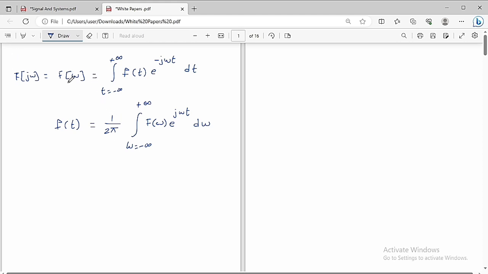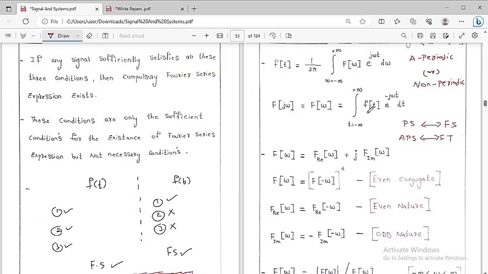So in F of omega we are doing the transform of f of t. Now I want to write the reverse, f of t in terms of F of omega. It is the integration over omega from minus infinity to plus infinity of F of omega, with minus becoming plus, dt becoming d omega, and you have to keep an extra factor of 1 by 2 pi. So this is what I am trying to tell you.